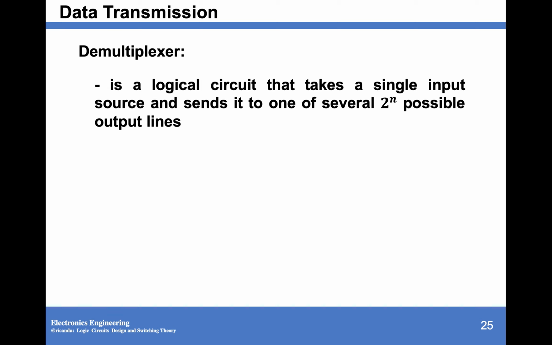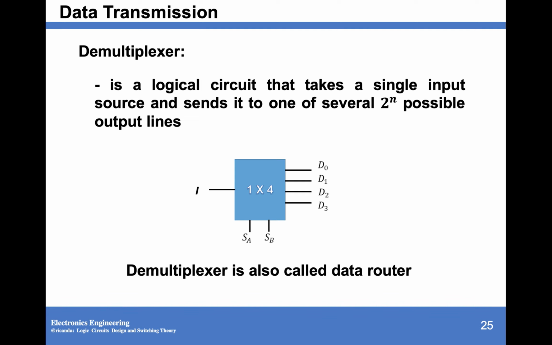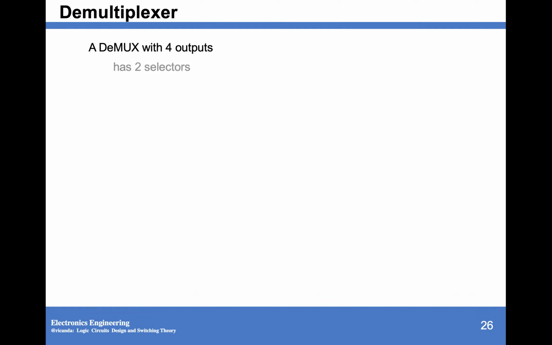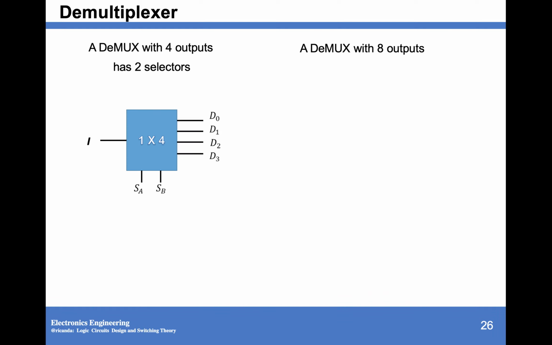So the demultiplexer is a logical circuit that takes a single input source and sends it to one of the several 2 to the n possible output lines. So we have one input and we have 4 possible output lines if we have 2 selectors. And it is also called a data router because we have to route your data to different types of output. So a DMUX with 4 outputs has 2 selectors. A DMUX with 8 outputs has 3 selectors.